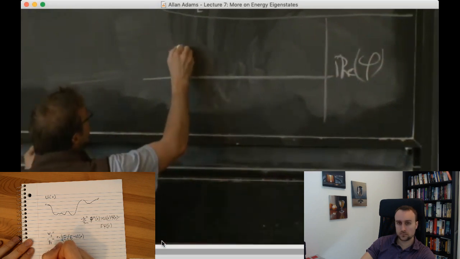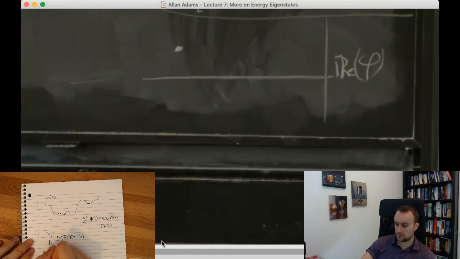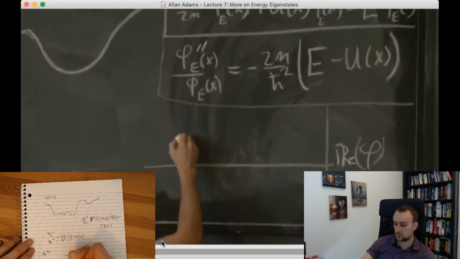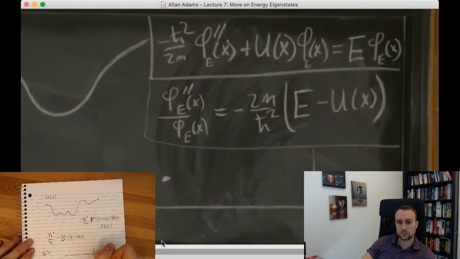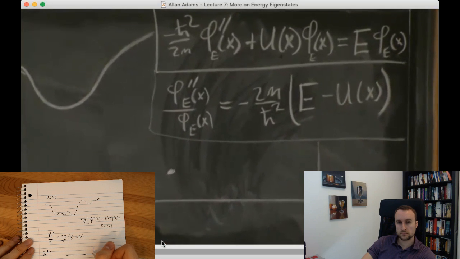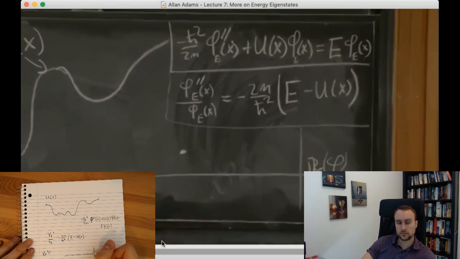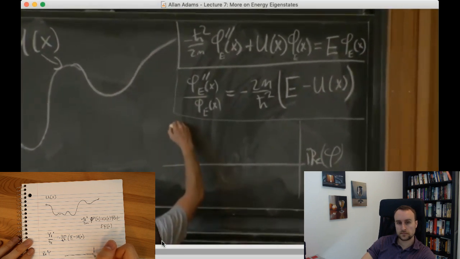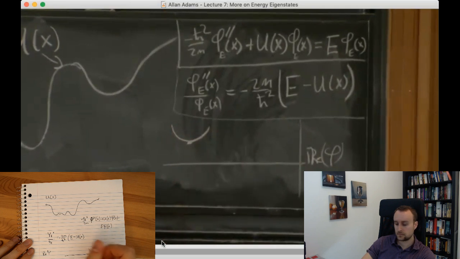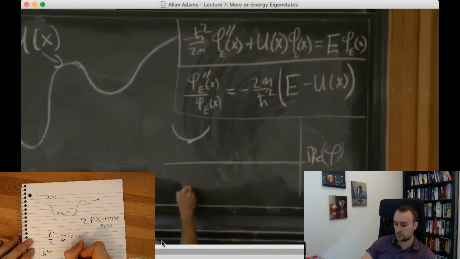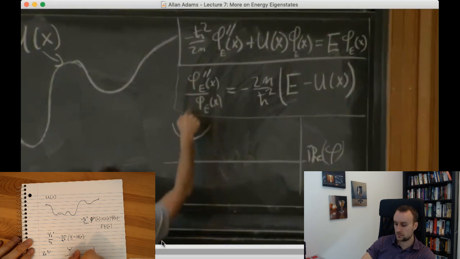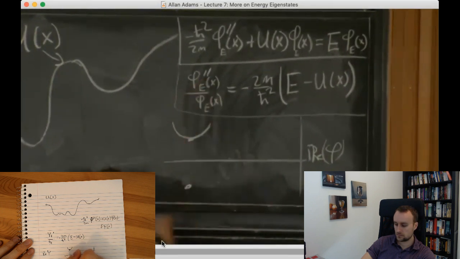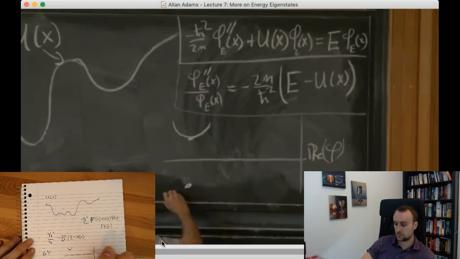Suppose the real part of phi is positive at some point. Phi prime prime, if it's positive, tells us that whatever the slope, it's increasing as we increase x. So it's telling us that the wave function looks like this locally. Something like that. If phi is negative, then if this quantity is positive, phi prime prime has to be negative. But negative is curving down.